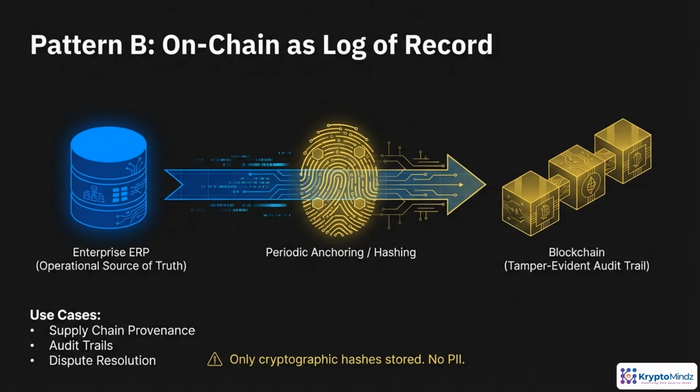Pattern B takes the opposite stance. Your existing systems remain the operational source of truth, and the blockchain becomes a tamper-evident log. You periodically hash critical records or events, and anchor only those hashes on-chain. Later, you can prove that a specific ERP state or document existed, unchanged, at a given time, without exposing any sensitive or personal data. This fits supply chain provenance, audit trails, and dispute resolution scenarios where you need strong evidence, not full on-chain data.